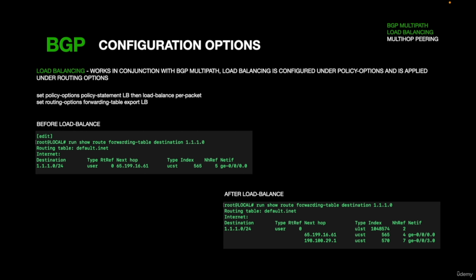Also, after we configure BGP multipath, we can enable load balancing. And you enable load balancing by specifying it in a policy. And the policy looks like this: set policy-options policy-statement load-balance, then load-balance per-packet. And we apply the load balancing policy in the forwarding table as an export policy. So this is before the load balancing, and this is after load balancing.